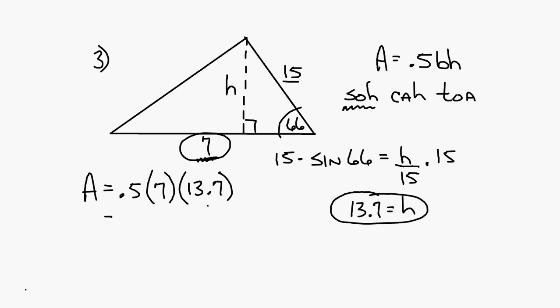Where'd you get the 0.5? It's in the formula for the area of a triangle. Oh, I see.